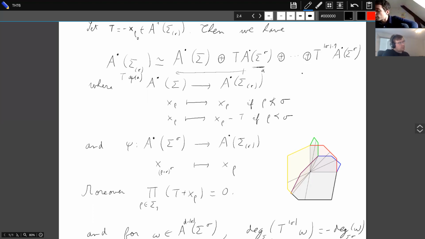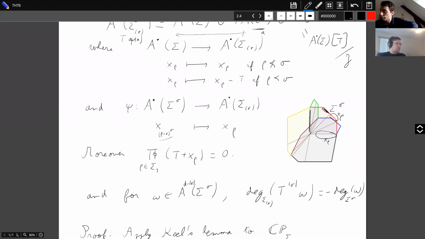In fact, if you want, it's more or less a part of A dot sigma square T quotiented by something. The usual definition is something like that. And okay, you have a natural inclusion of A dot sigma into A sigma. So here, if sigma is this ray, it naturally corresponds to this ray, and this ray naturally corresponds to this ray. So I just map X rho prime to X rho, etc.